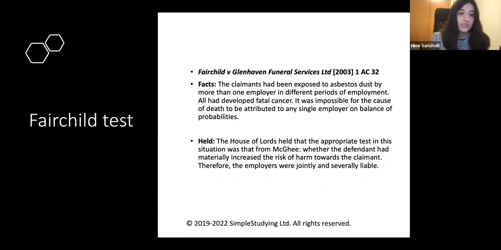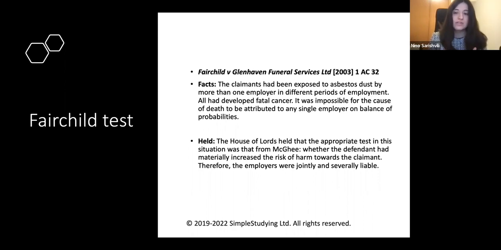Fairchild test is very important that you remember. In Fairchild, the claimant had been exposed to asbestos dust by more than one employer in different periods of employment. All of them developed cancer, and it was impossible for the cause of death to be attributed to any single employer on balance of probabilities. The House of Lords held that the appropriate test was the test established in the previous case, Maggie: whether the defendant had materially increased the risk of harm towards the claimant. Therefore, the employers were jointly and severally liable.